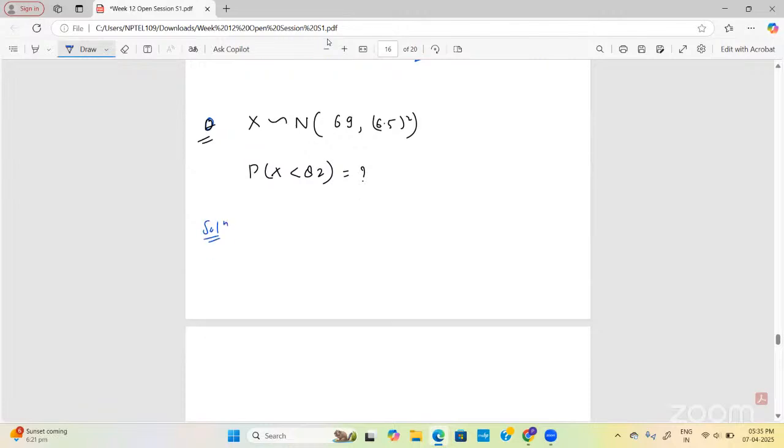So if I try to draw the graph of it, it will be something like this. I'm sorry, what is the question? Yeah, I have written it in short. So we are given a normal random variable x, which follows a normal distribution with mean mu and standard deviation 6.5, or you can say variance 6.5 squared. And we have to approximate the probability that x is less than 82. Okay, so we have to find this probability. We can make use of the approximation rule.